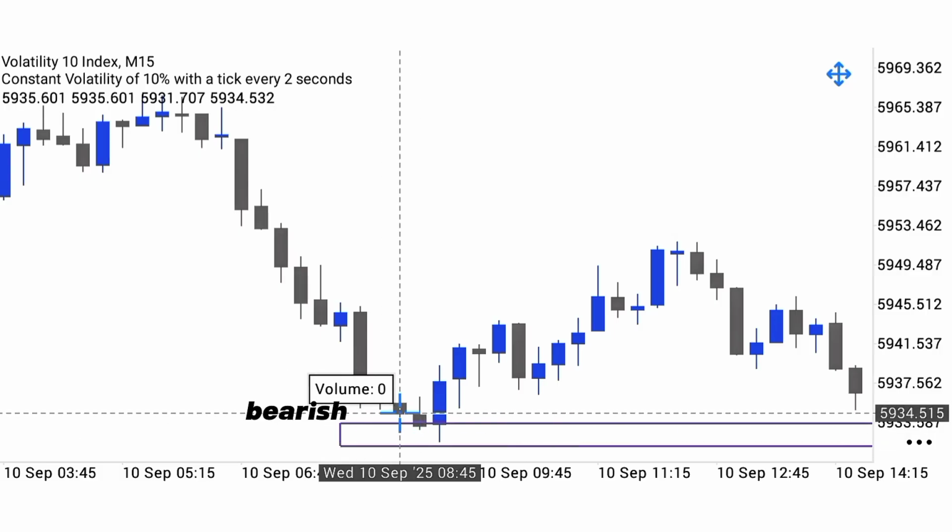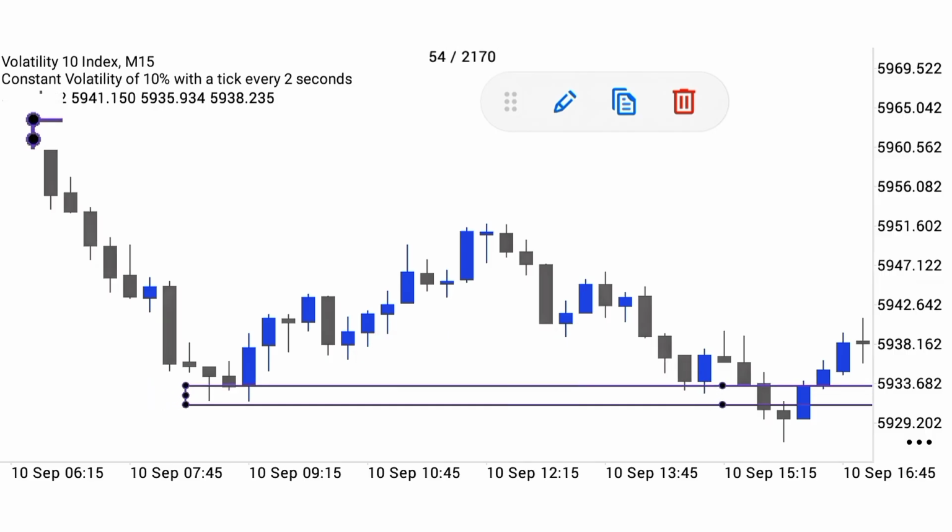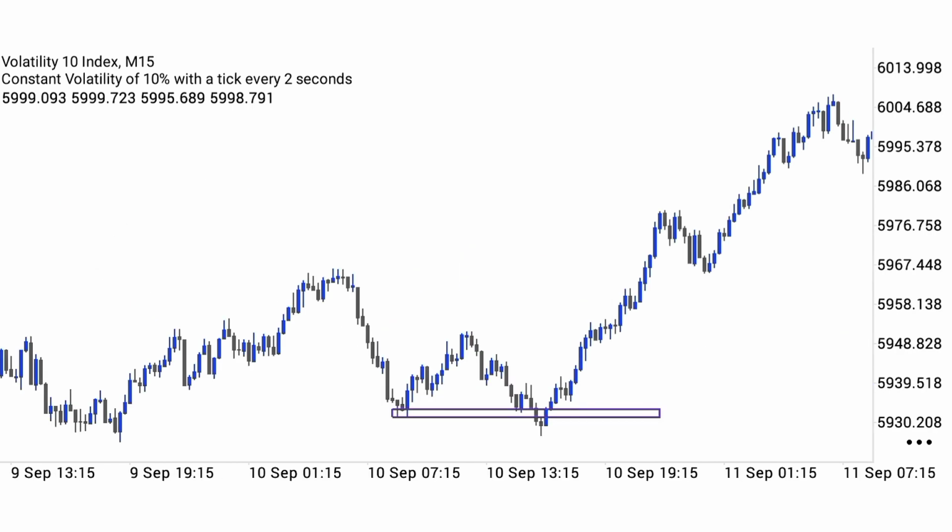It's lower than this bullish one. So in this case, you are going to be drawing out the supply from the wick of the last bullish candle. Why? Because it is bullish.